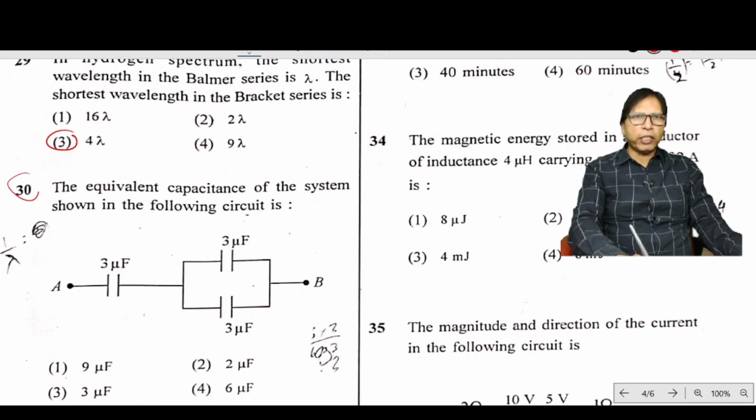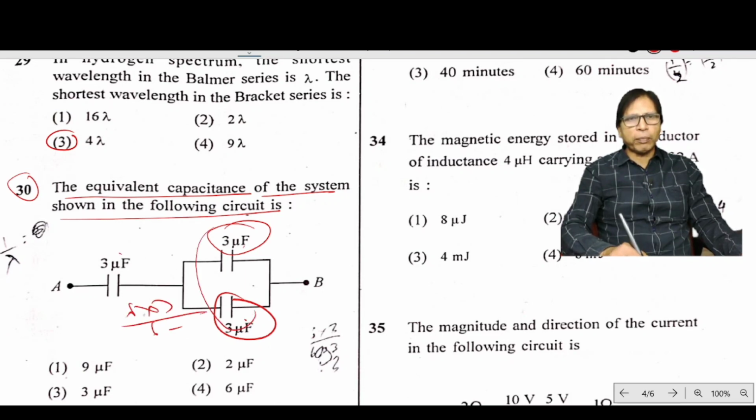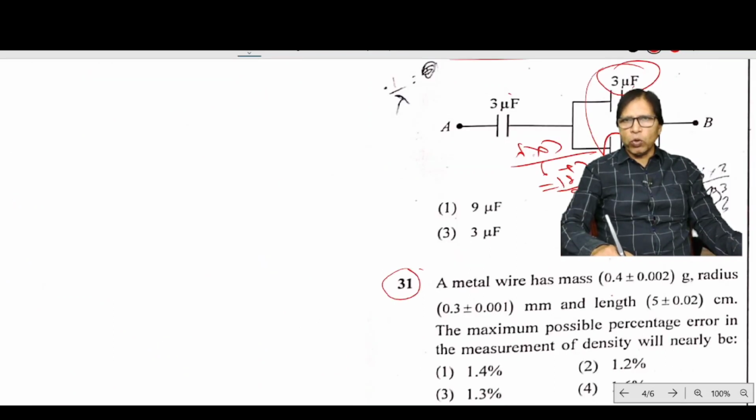Now question number 30. The equivalent capacitance of the system shown in the following circuit is? Look at this, these are parallel. So this is 6. Now 6 and 3 are in series. So this is 6 × 3 divided by 6 plus 3. So 18 by 9, this is 2. So this is the answer. Okay.